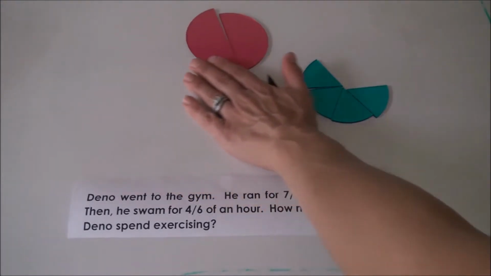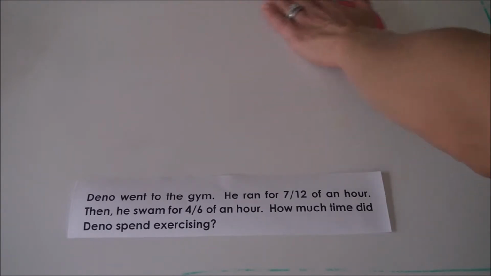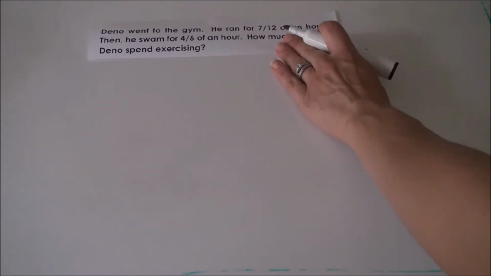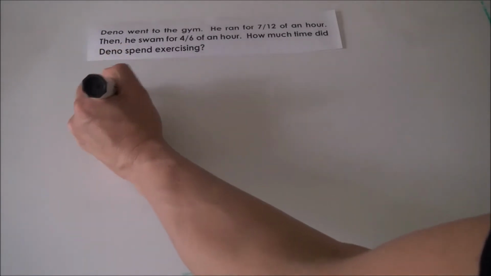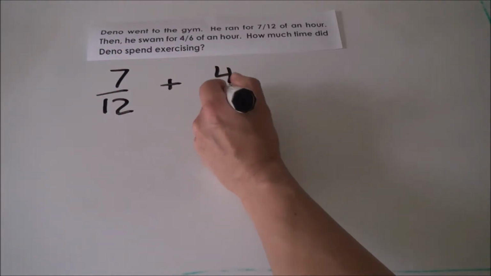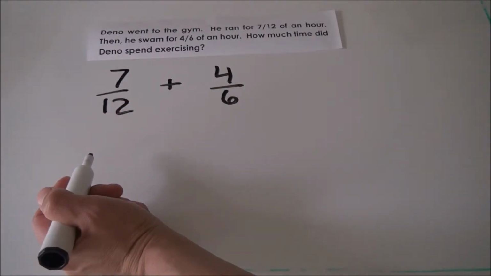Using models to illustrate estimation is important for students' conceptual development. Let's look at this problem once more. This time, we'll use written numerals to make our estimate. Again, we are estimating the sum of 7/12 plus 4/6.